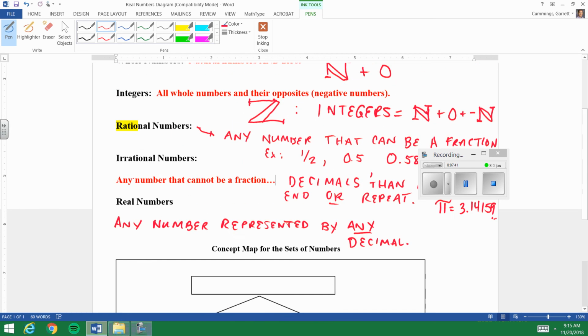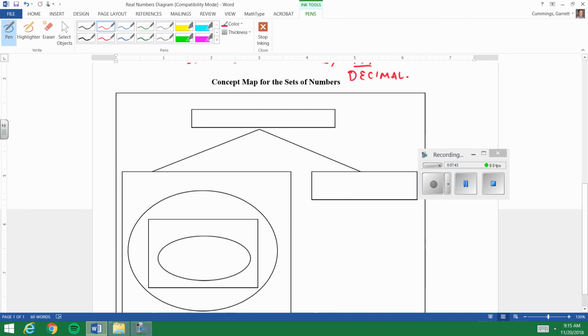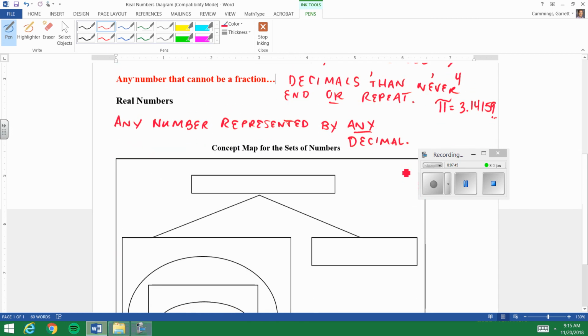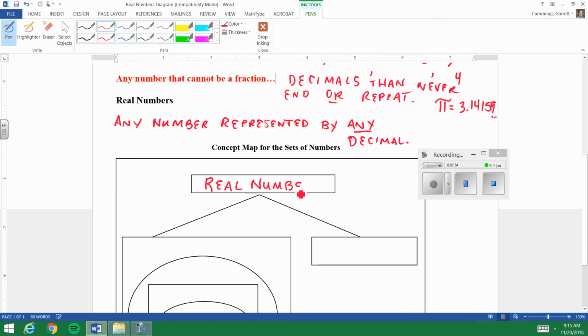I'm going to start with the most generic, and I think you know what that's going to be. The most generic classification is all real numbers. Real numbers are split into two broad categories. If you want to write the symbol for real numbers, it's this R with the reinforced bar down the middle. Anytime you see that symbol, it means any real number. It's part of the real number set.